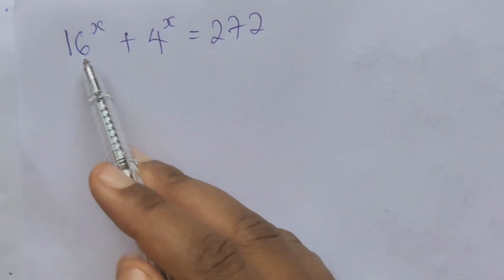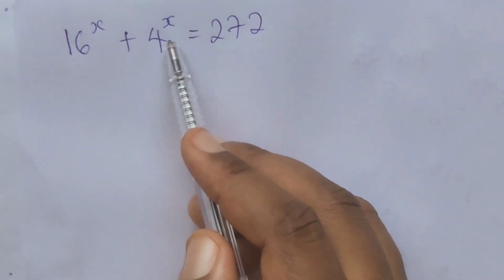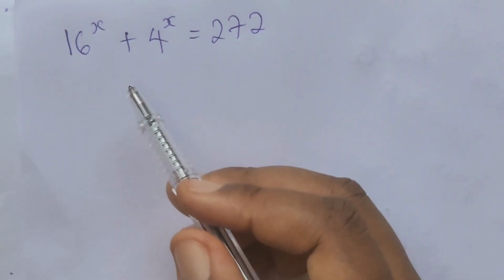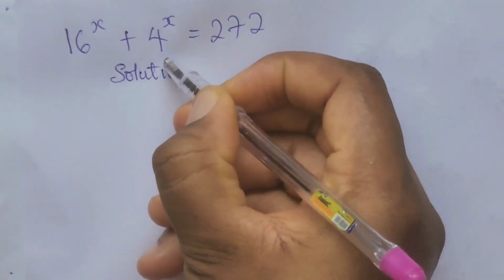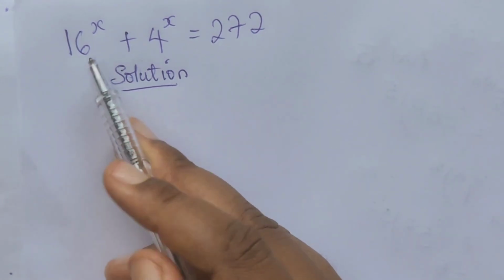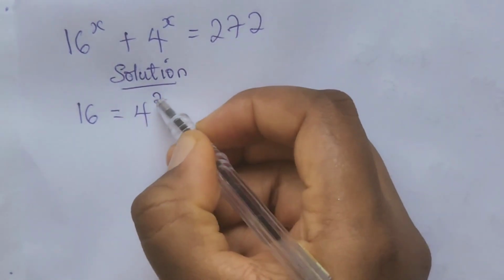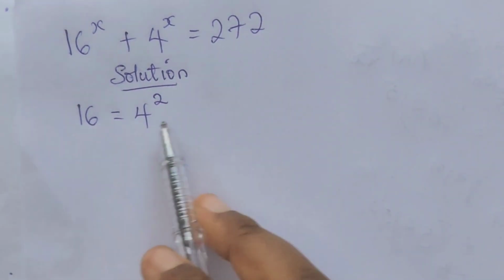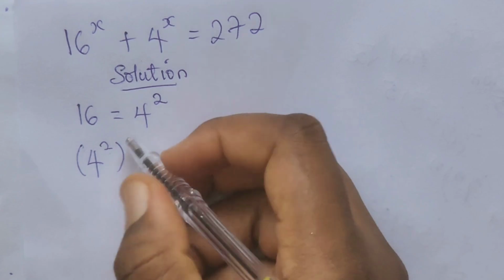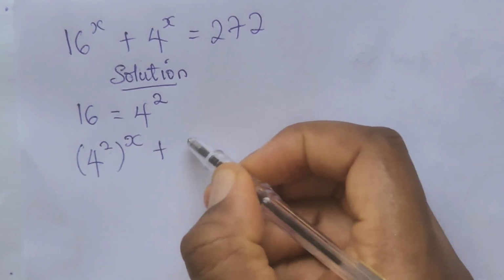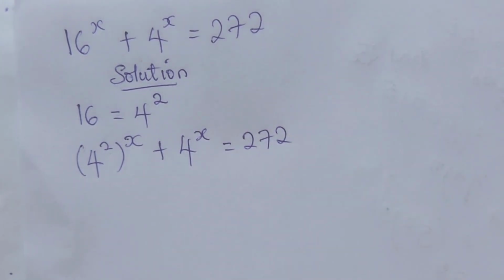So today we want to resolve this. We have 16 to the power of x plus 4 to the power of x equal to 272. So let's recall that 16 is equal to 4 to the power of 2. So we'll be replacing this with this to have 4 to the power of 2 further raised to the power of x plus 4 to the power of x equal to 272.